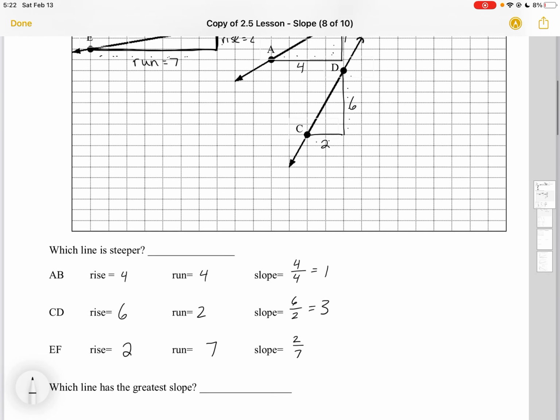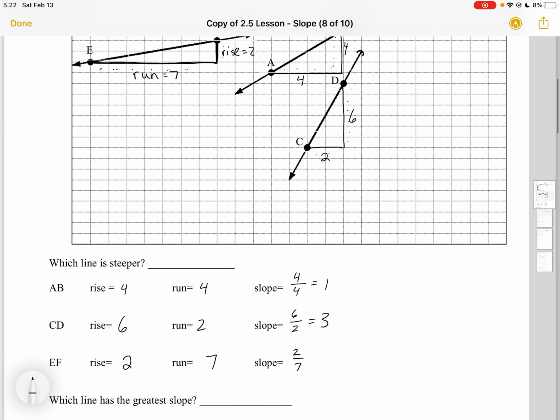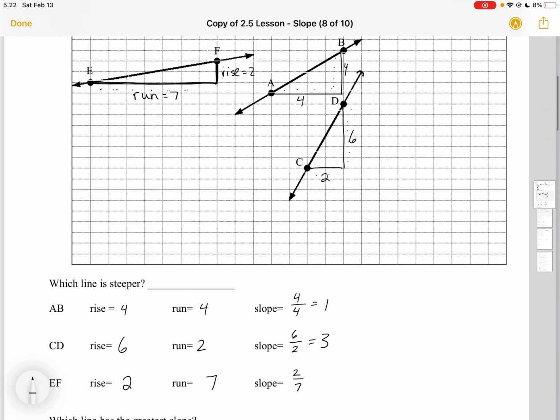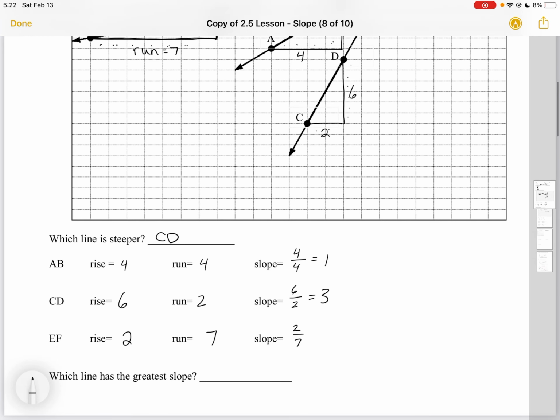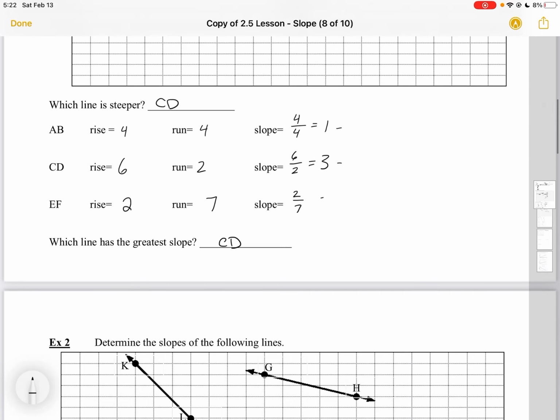And now we're going to fill in which line is steeper and which line has the greatest slope. So if I look at the line, I would say that CD is the steepest, because if I picture myself rolling, running, or biking down any of these 3 lines, I think I would go the fastest down C or D. Now if I look at the numbers for slope, 1, 3, and 2 over 7, which is less than 1, I can see that line CD also has the greatest slope.